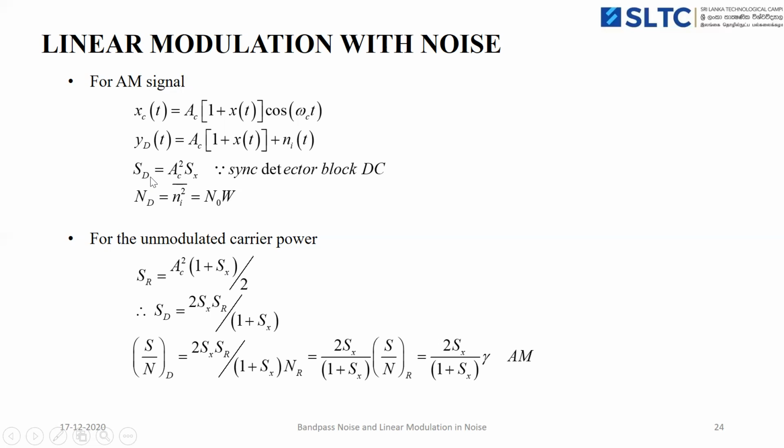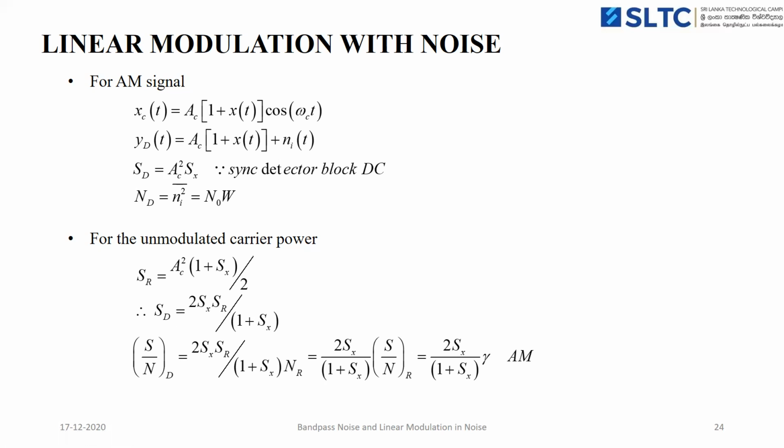So we can replace the Ac squared in the SD term. Therefore SD equal to 2 into Sx SR divided by (1 plus Sx), because SD equal to Ac squared into Sx, and here Ac squared is replaced by 2 into SR divided by (1 plus Sx). So we get the signal power at the destination equal to this expression. For AM modulation, the signal to noise ratio at the destination equals 2 into Sx SR divided by (1 plus Sx) into NR.